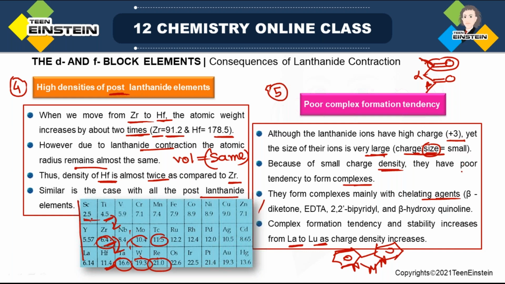Why does charge density increase? Because charge density is charge by volume. It is density, right? So when we say normal density, it is mass by volume. When it is charge density, it is charge by volume. So volume gradually decreases from left hand side to right hand side, but charge is fixed. So volume decreases means charge density will increase, and that is the reason that when you are moving from La to Lu, the complex formation tendency increases. Okay, so these 2 points are clear.